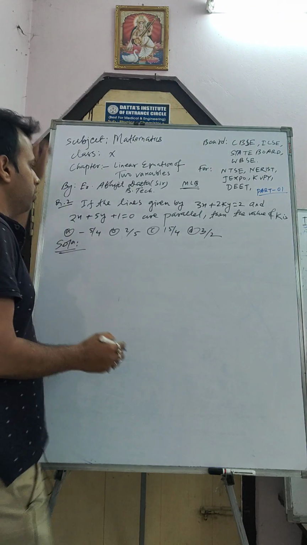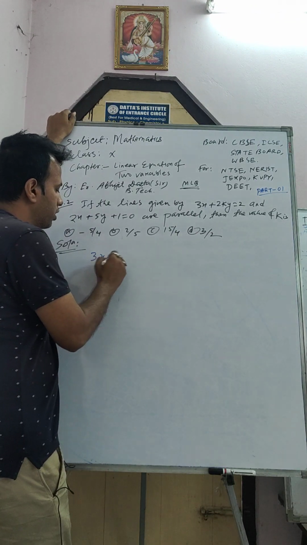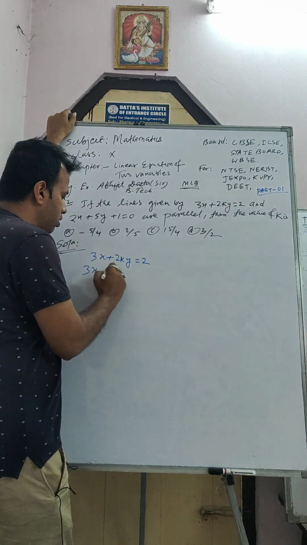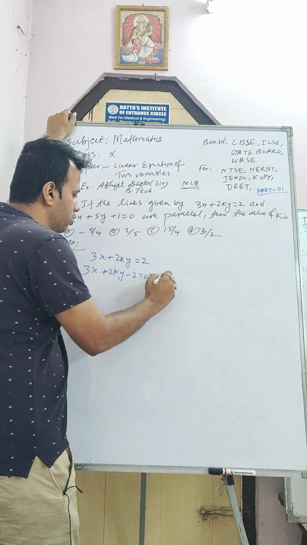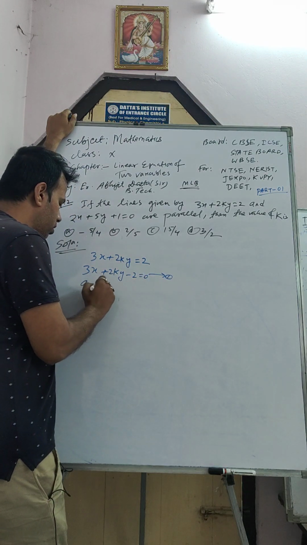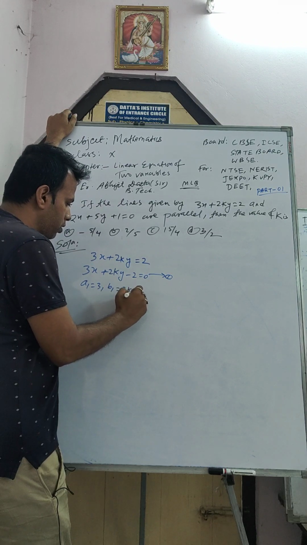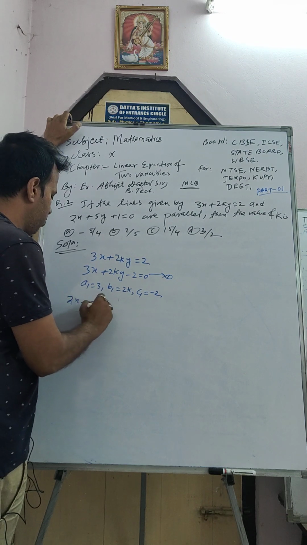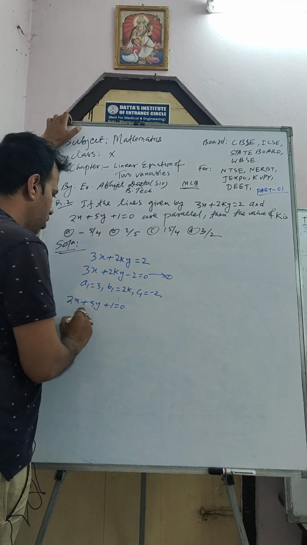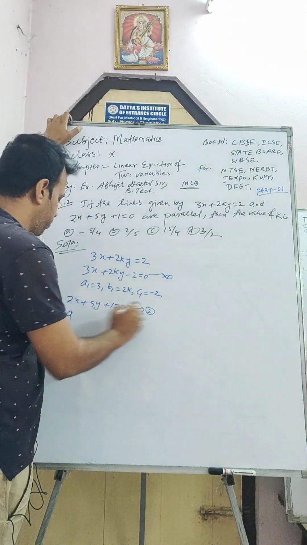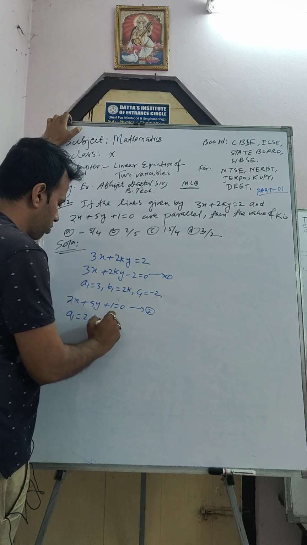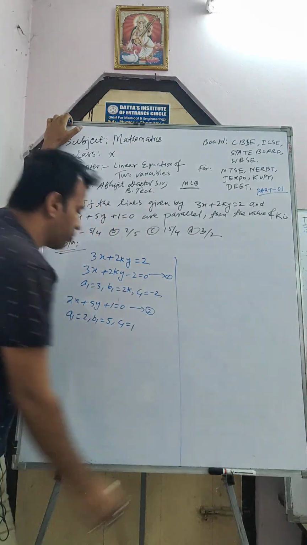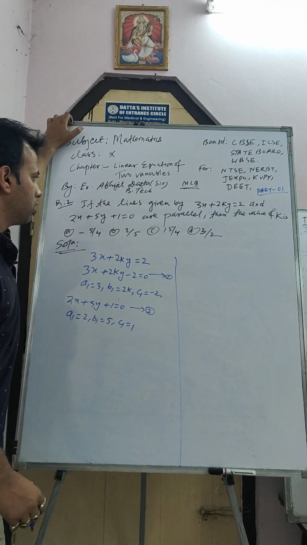Okay, so first we write the equation and try to find its coefficients. 3x plus 2ky minus 2 equal to 0, this is equation 1. So here a1 is 3, b1 is 2k and c1 is minus 2. Then 2x plus 5y plus 1 equal to 0, this is equation 2, a2 is 2, b2 is 5 and c2 is 1.